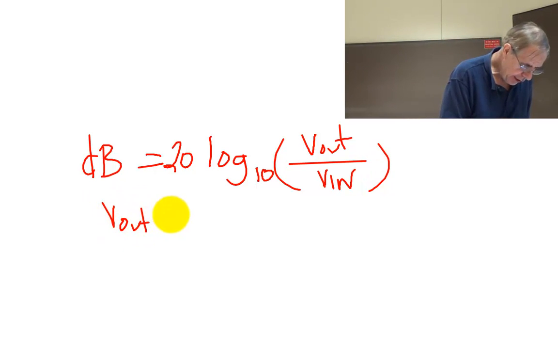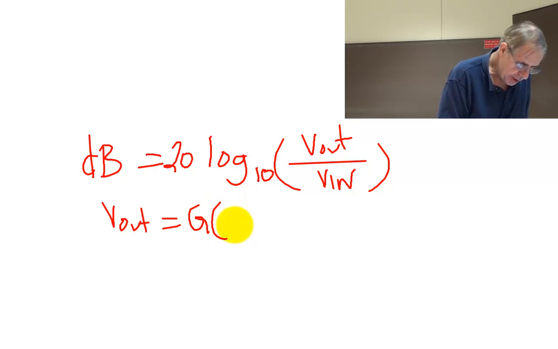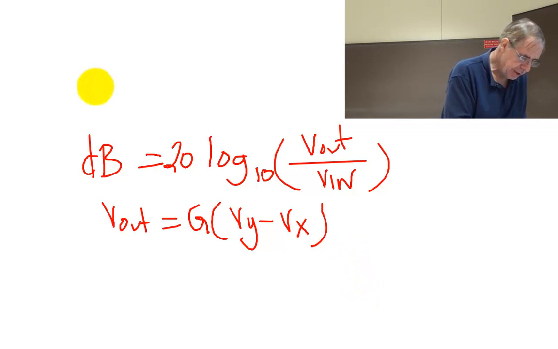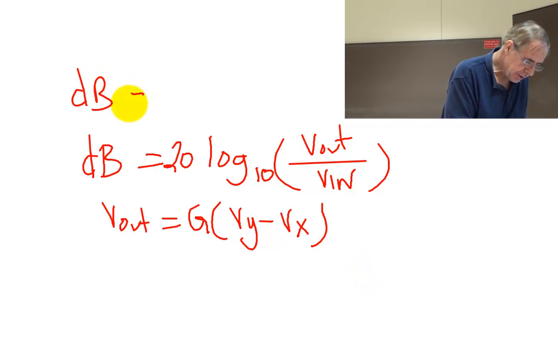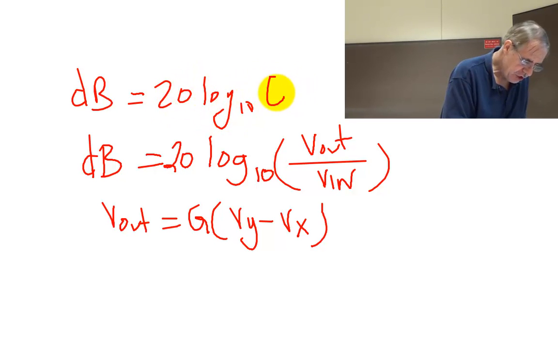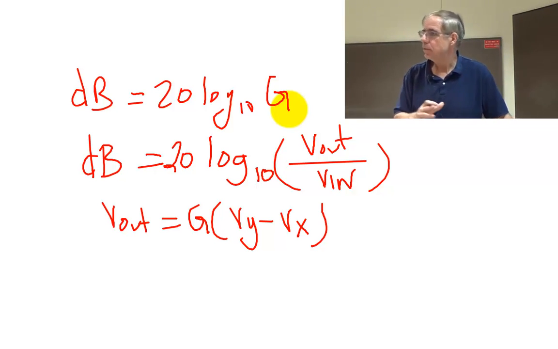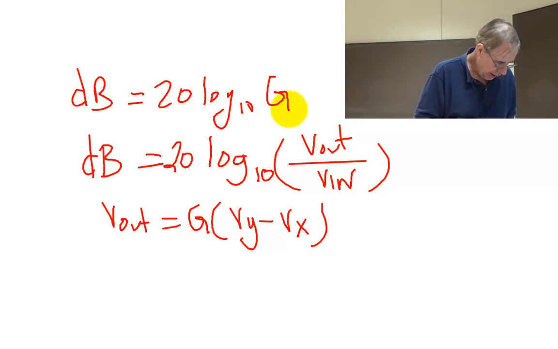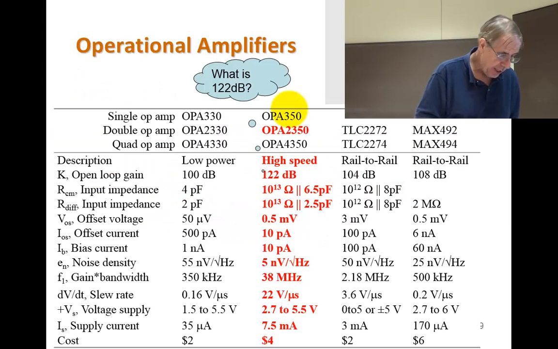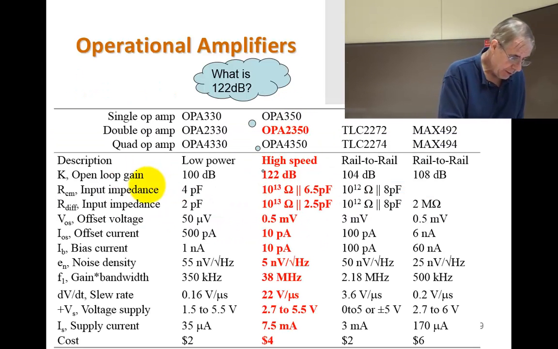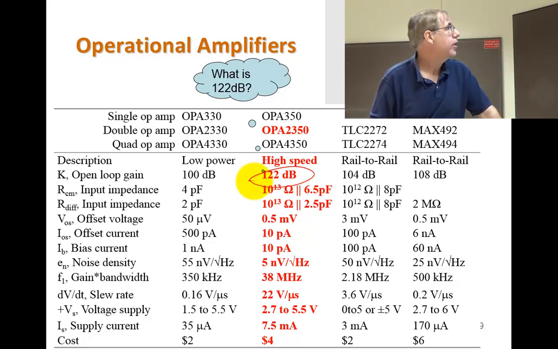That V out is some gain times Vy minus Vx. So this is going to be the decibels, 20 log 10 of G. That's where that came from, because sometimes they give you a parameter in decibels, and you've got to figure out what that really means.